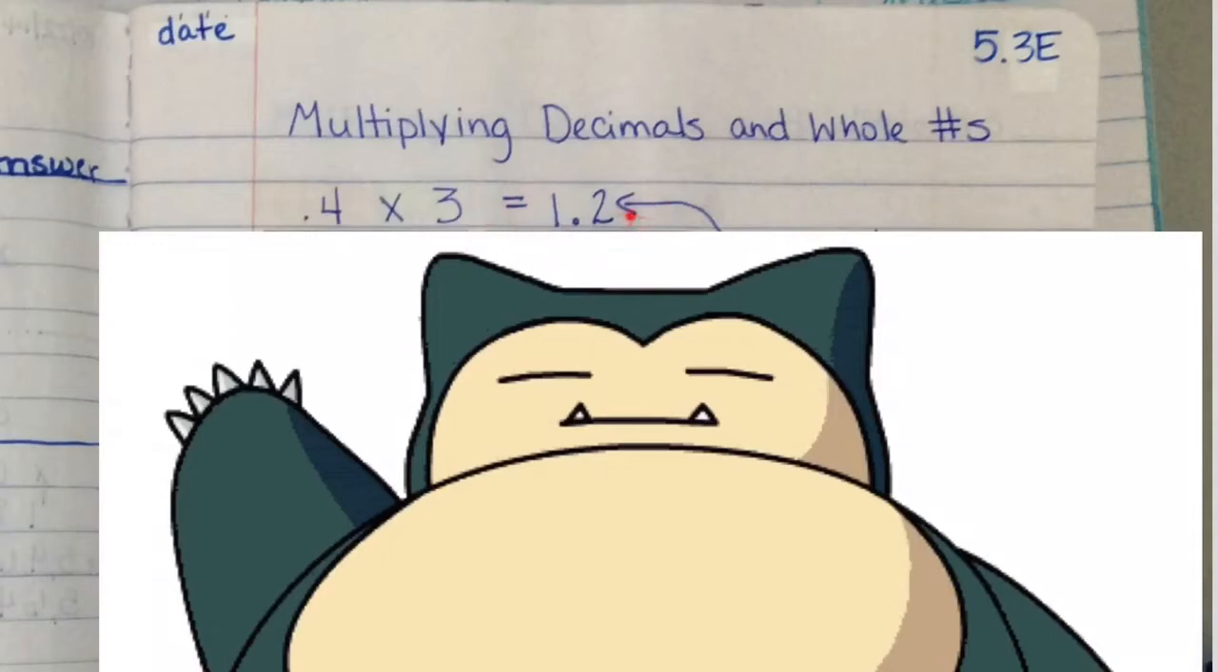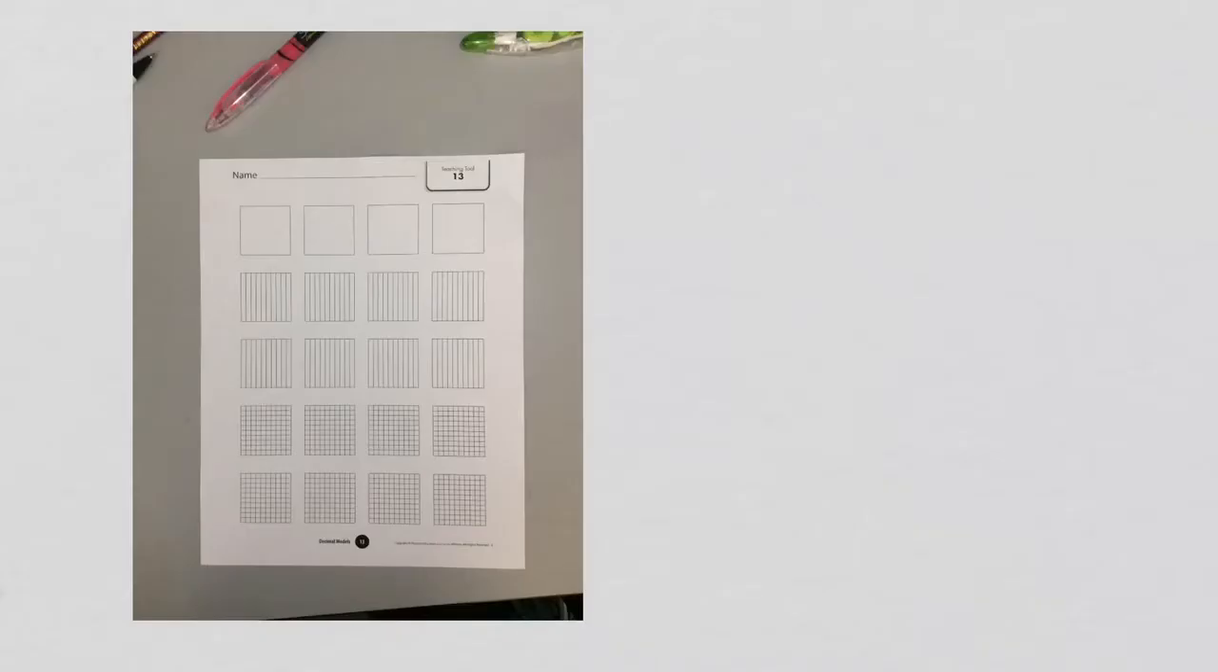I want you to put 1 and 2/10. We're going to see the different ways that we can solve this. Okay? We're first going to do it as a model. So I want you to take this page here. You're going to cut out 2 sections right here. So it should look like this.